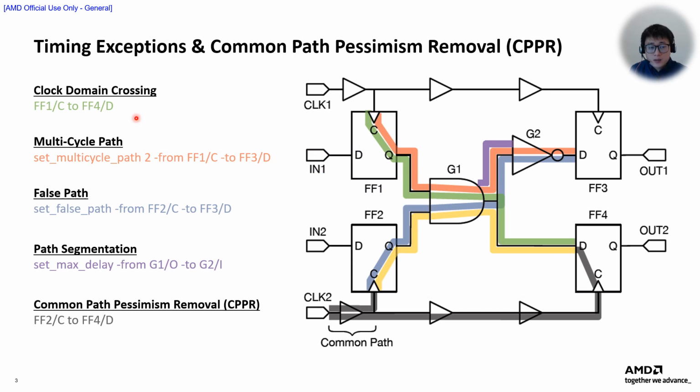Common timing exceptions include clock domain crossing for paths that have different launch and capture clocks, multi-cycle paths that can be finished in multiple clock cycles, false paths for paths that topologically exist but do not need to be timed, and also path segmentation for internal paths specified by the users. And we also have common path pessimism removal, or CPPR, to eliminate the on-chip variation pessimism on clock networks.